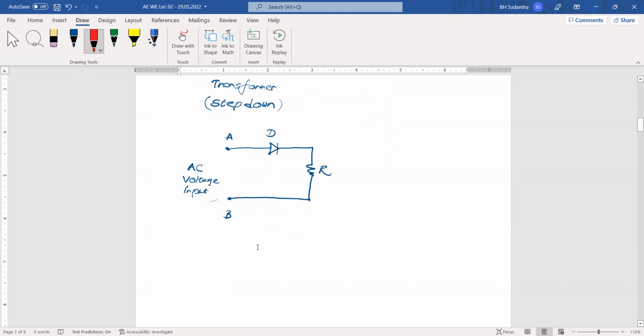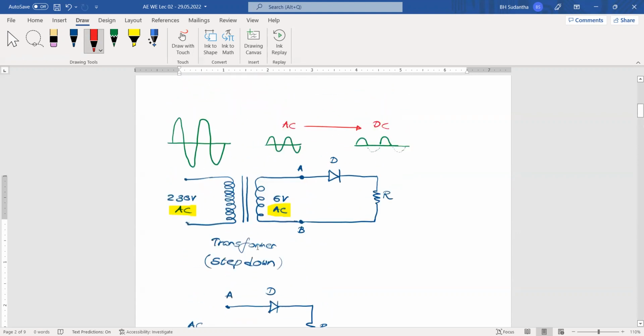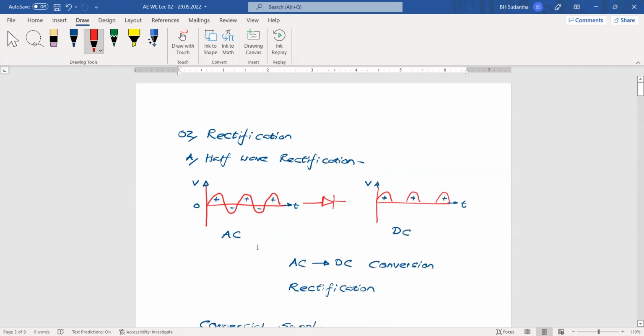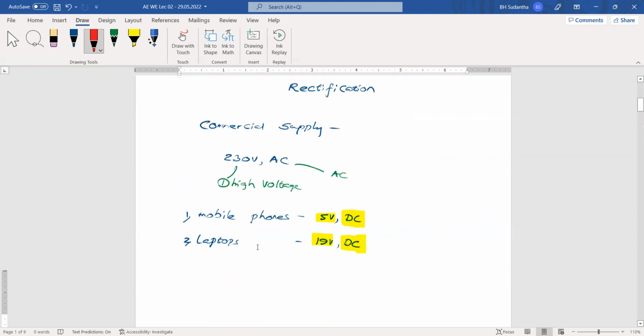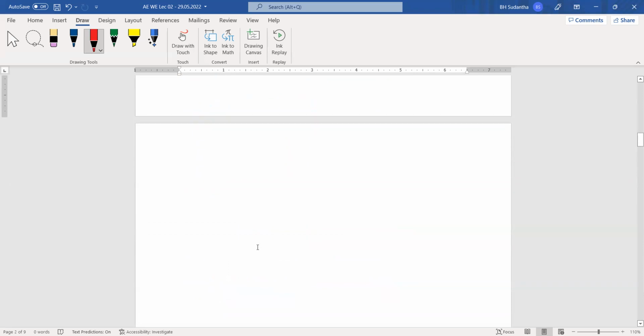Okay. Any question? Then shall we discuss? Here we have discussed half wave rectification. Then there should be full wave rectification. How can we do this with full wave rectification?